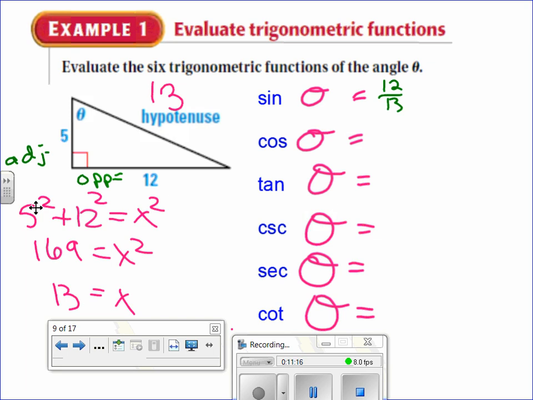Cosine, what would that fraction be? Adjacent over hypotenuse. 5 over 13. Tangent, opposite over adjacent. 12 over 5.